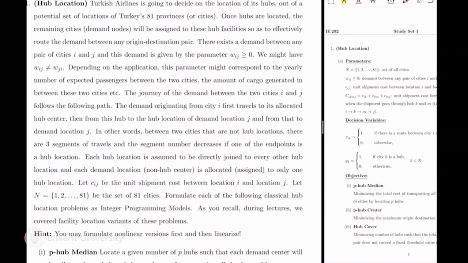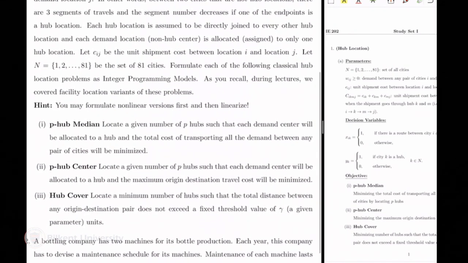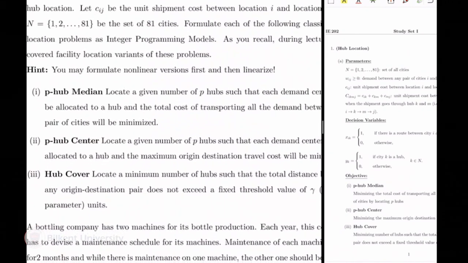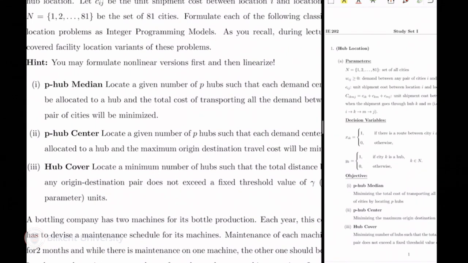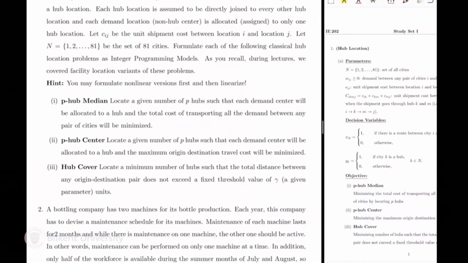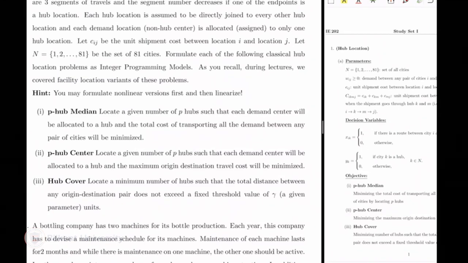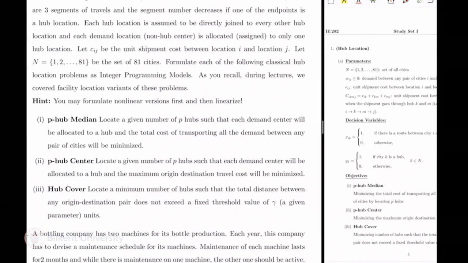So all the other information I already gave to you. The thing that matters, as I told you, is the cost of transporting one demand to another. So assuming that part A, for example, is the P hub median. From the name of it, you can understand that the question is telling us that we need just P hubs, so the number of hubs is fixed. But the question is telling us that we want to minimize the total cost of transportation between two demand points. So knowing this, we want to formulate our problem. Before going there, there is one other factor, Cij, which is the unit shipment cost between locations I and J.